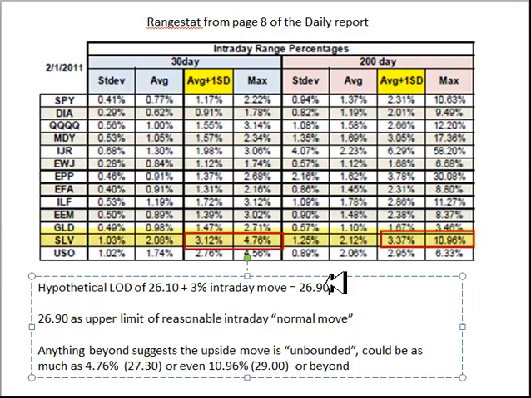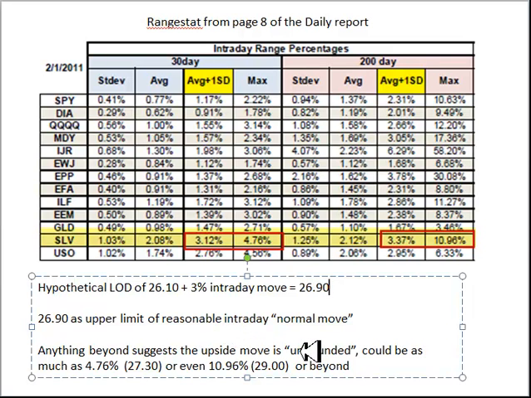So 26.90, in my view, is the maximum I could reasonably expect to see if this was just going to be a normal kind of move, average plus 1 standard deviation. Now, if it goes beyond 26.90, then what that tells me is I have some information that tells me this is going to be an abnormal move.